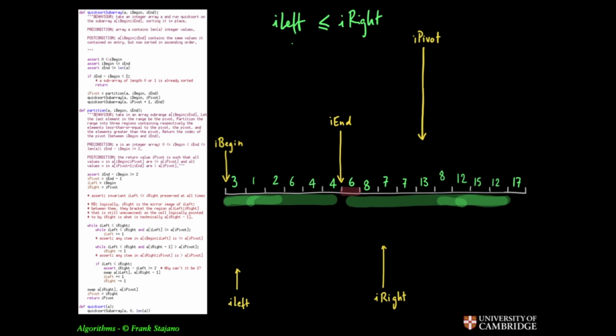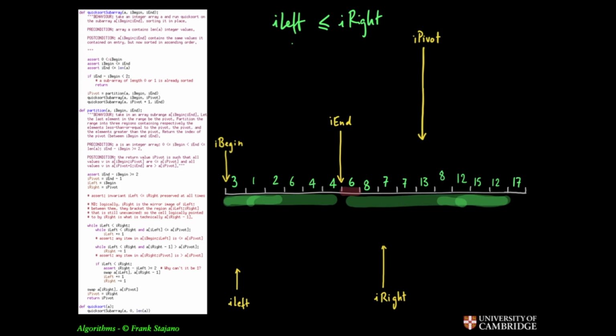All right. So now if I end minus I begin is less than 2, so if the subarray is of length 0 or 1, then there's no point to try to sort it, but in this case it's of length 1, 2, 3, 4, 5, 6, so there is some point in sorting it. So my I pivot is going to be what is returned by partitioning a I begin I end.